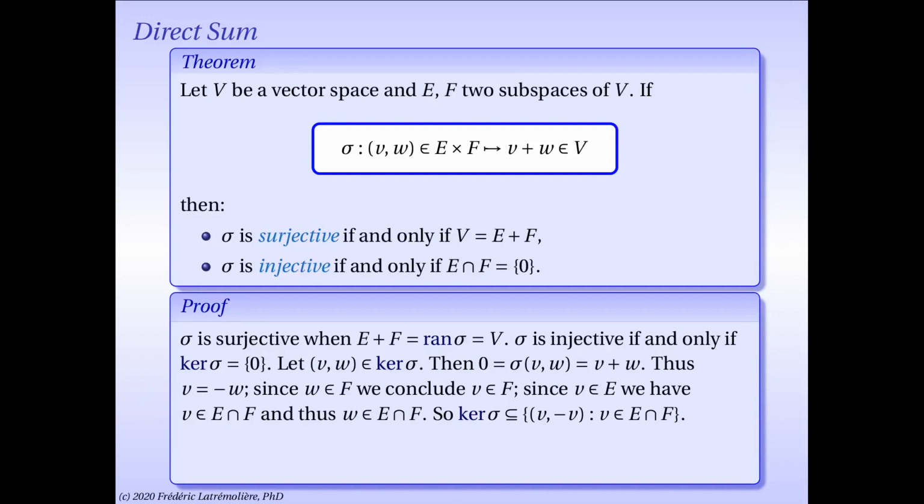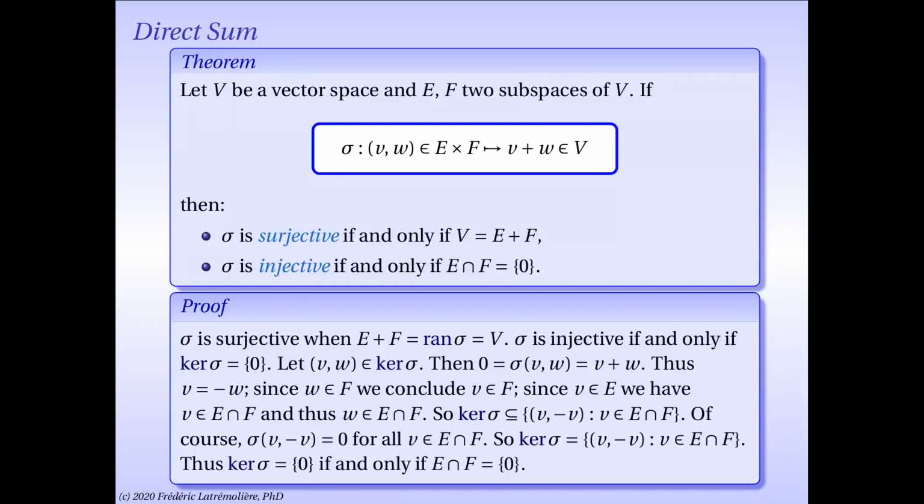So the kernel of our map is entirely contained in this set, which is made of the ordered pairs of the form (V, minus V) for V ranging over the intersection of E and F. That's what I have just shown. On the other hand, it's very easy to check that if you take something of the form (V, minus V) for V in the intersection of E and F, and you apply sigma to that, you get 0, since you add them up. So we have shown, in fact, the double inclusion: the kernel of my map sigma equals the subspace of ordered pairs of the form (V, minus V) in the Cartesian product E times F, where V ranges over the intersection of E and F.